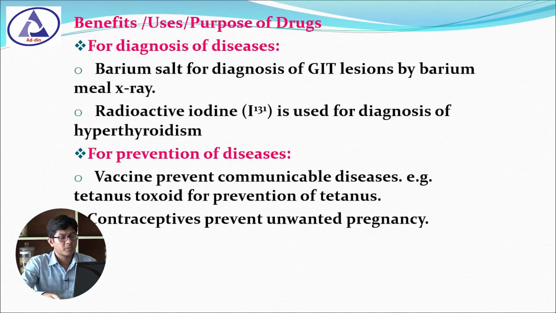Now come to prevention of disease. Vaccine prevents communicable disease. For example, tetanus toxoid is used for prevention of tetanus, and contraceptives prevent unwanted pregnancy.